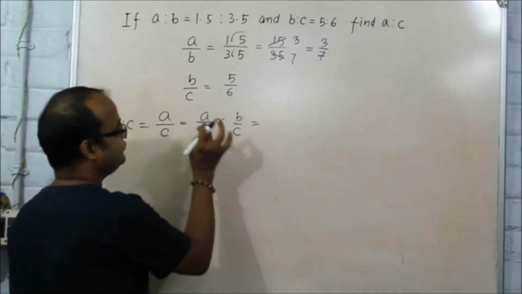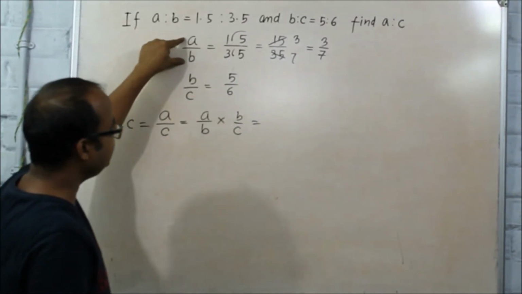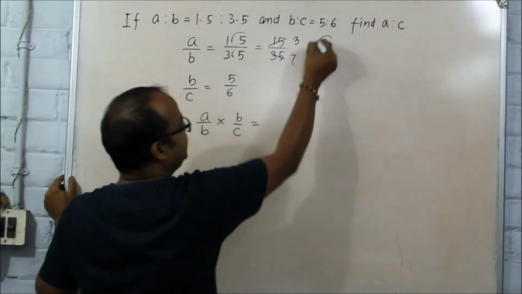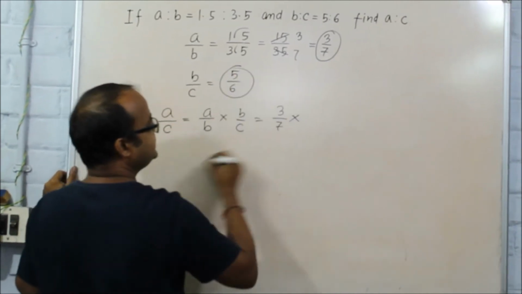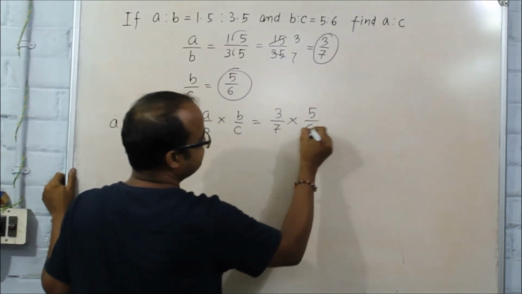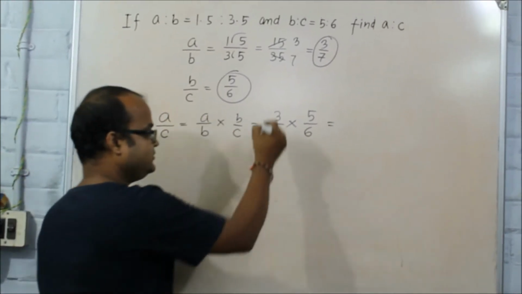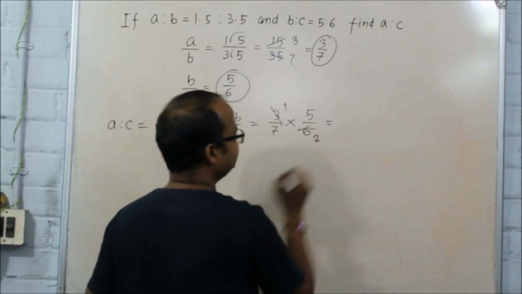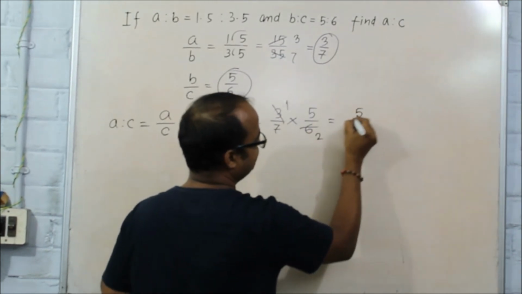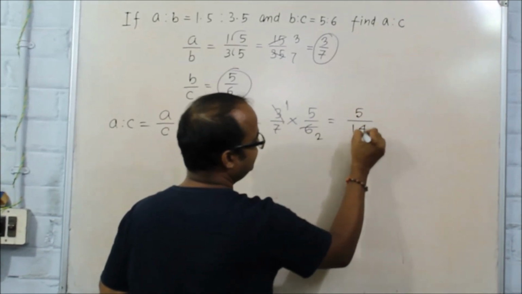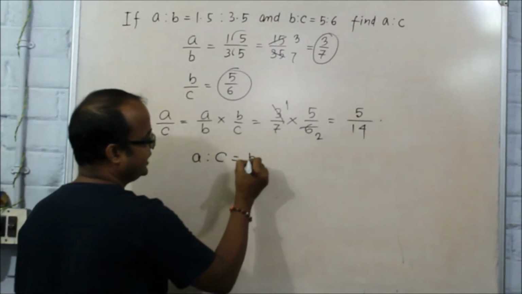Do not cancel it. We are writing this in this form to substitute the value of A by B and B by C. So in place of A by B, we substitute 3 by 7, and in place of B by C, we are going to substitute 5 by 6. Now check whether you can further simplify or not. Yes, 3 ones are 3, 3 twos are 6. Now we cannot further simplify, so 5 into 1 is equal to 5, 7 into 2 is equal to 14. So A by C, A is to C is equal to 5 is to 14.